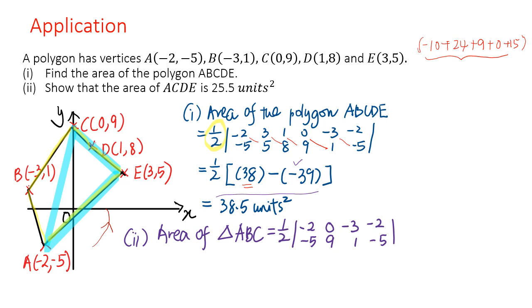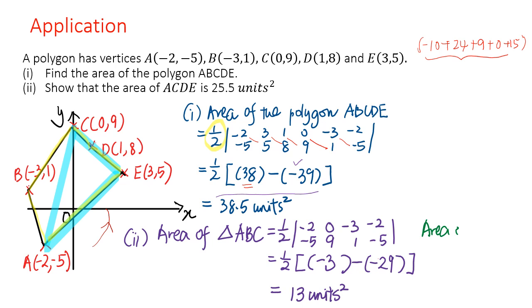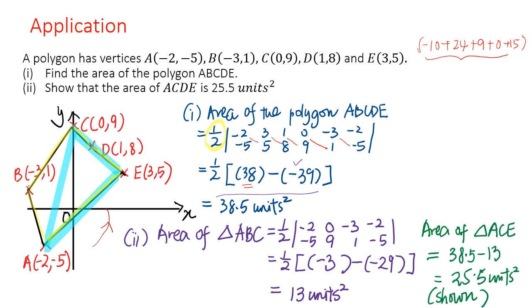I went on to find the area of ABC, and then I used 38.5 to minus away the area of ABC to get the area of ACDE. Okay, the area of ACDE, which is the one highlighted in blue. Right, so I need to show that the area that's highlighted in blue is 25.5. So what I've done is I find the area of ABC first, which comes out to be 13 units square. And then I take 38.5 minus away 13 to get the area of ACDE. This one is ACDE. All right. And that is 25.5 units square. Okay.